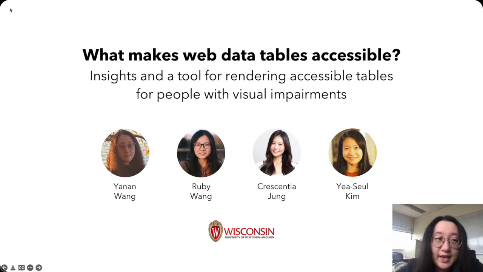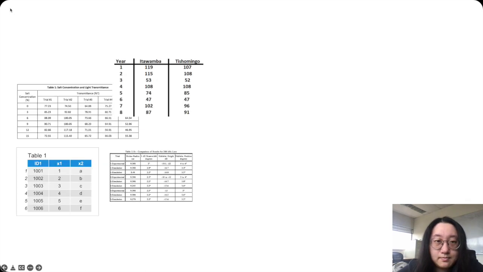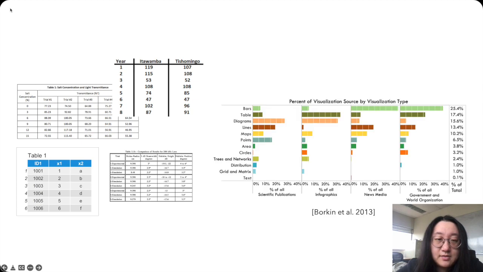We were investigating how to make web data tables more accessible. Data tables are popular in many online documents, including news articles and government reports, and online applications such as bank statements. According to prior research, data tables are one of the most common data representation types, followed by bar charts.